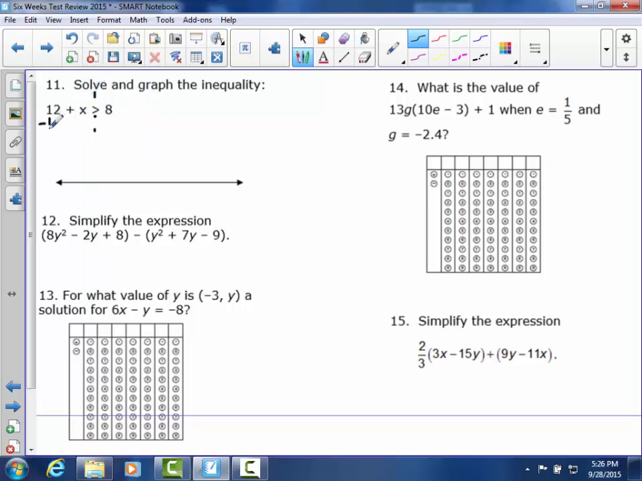So we need to remove this 12, so we're going to subtract 12, because that'll give us 0. And what I do on one side of the inequality, I do on the other. So I have x is greater than -4.